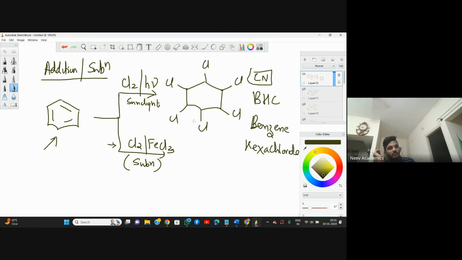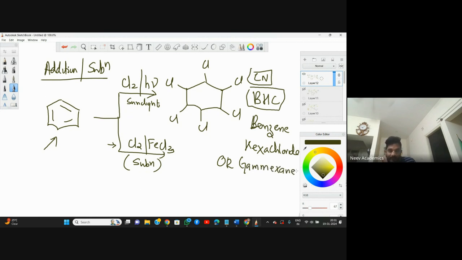1, 2, 3, 4, 5, 6 hexachlorocyclohexane. That is the IUPAC name for that. But compared to the IUPAC name for this compound, the common name BHC, benzene hexachloride, is a little more important. Another name for this one is gammexane. This is also a well-known name, gammexane.